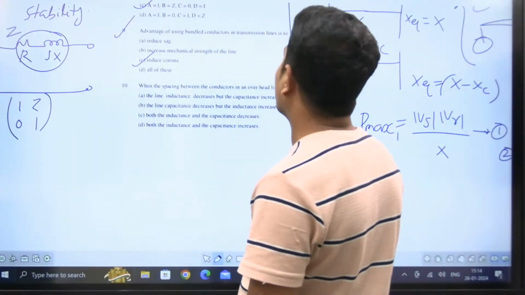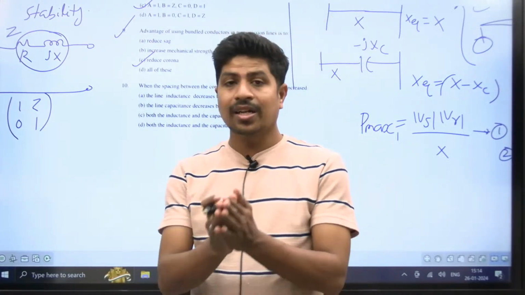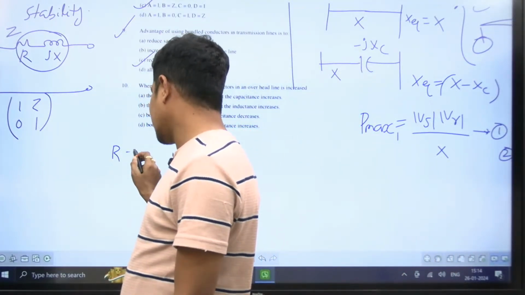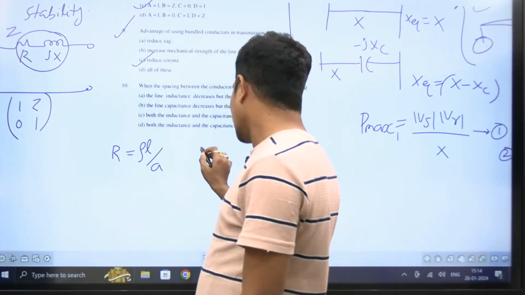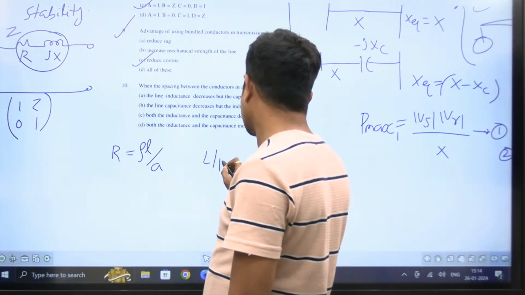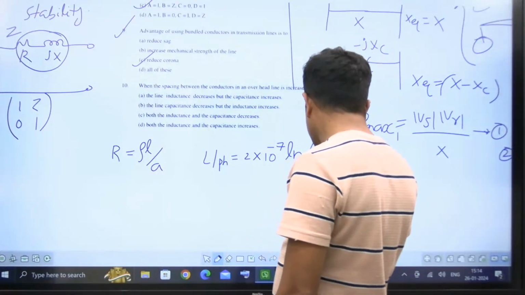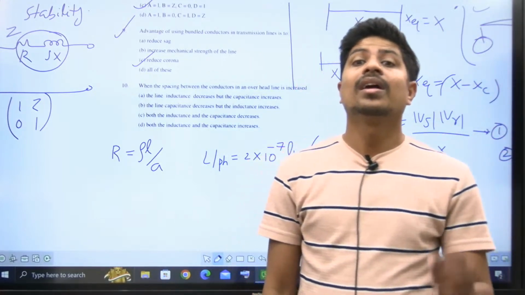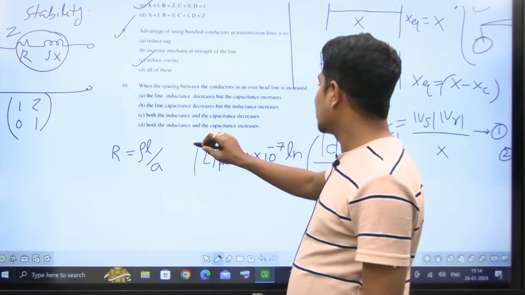Question number 10. What is it saying? When the spacing between the conductors in an overhead transmission line is increased, what happens? So what is resistance? Resistance R is equal to rho L by A. It is not going to depend on the spacing between two conductors. What is the inductance? L per phase is equal to 2 into 10 to the power of minus 7 into ln of D by R. D is the distance between two phases or two conductors, R is the radius. D is not the diameter. Now, if this D is increased, obviously L is going to increase.